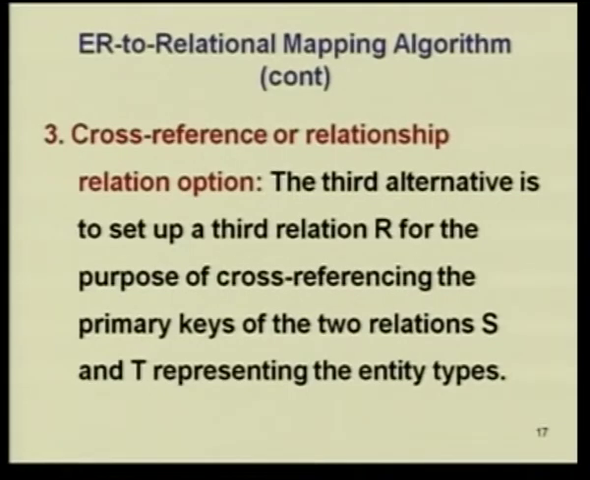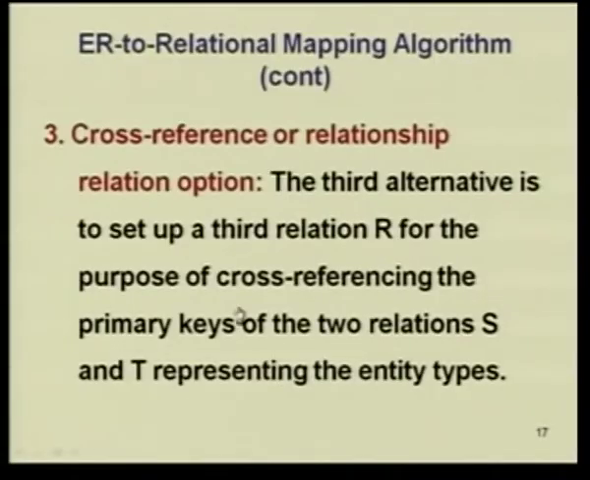In the first one, you choose one of them as the relation and enter the primary key. In the second one, you merge the two and form a new relation. The third alternative is you have a third relation R for the purpose of cross referencing the primary keys of the two relation types S and T. Remember, S and T are the two entity types that are taking part in the relationship. So that is the third step. The fourth step is the 1:n relation.